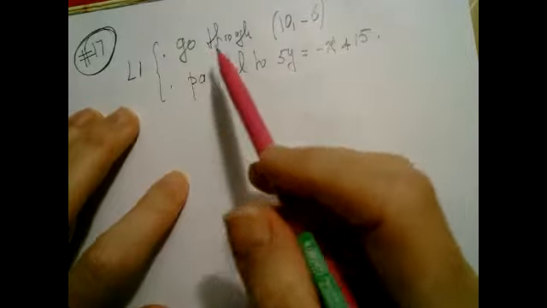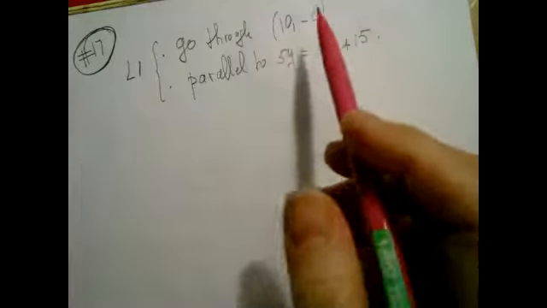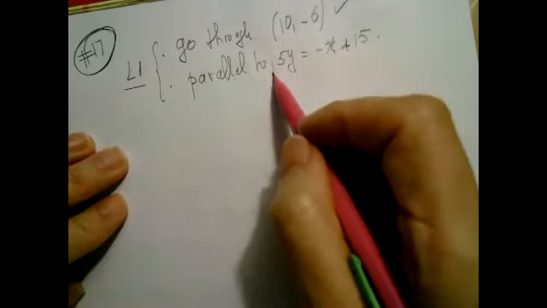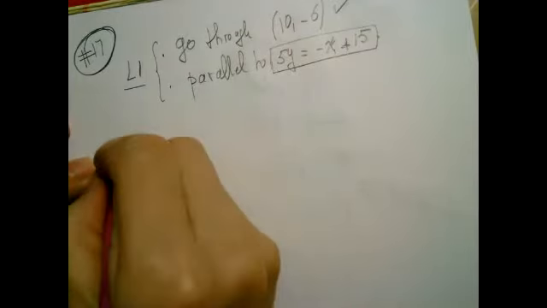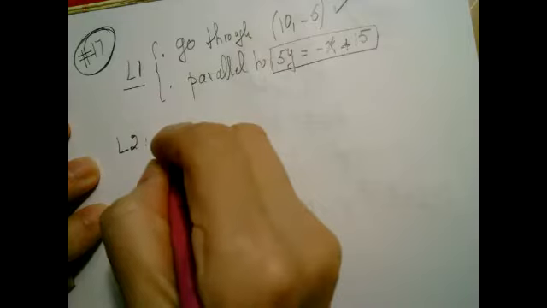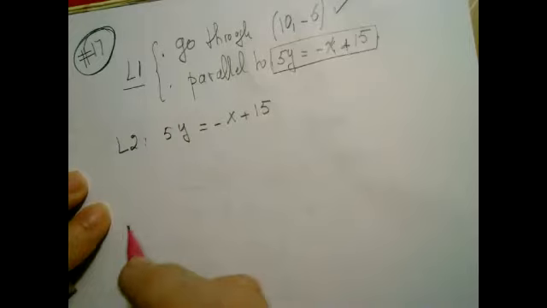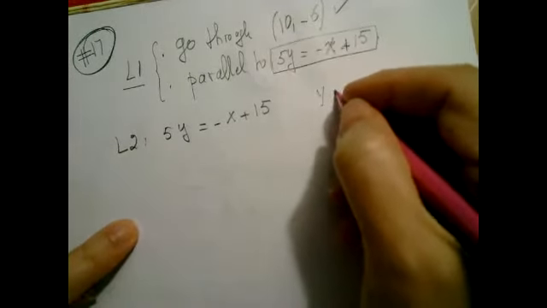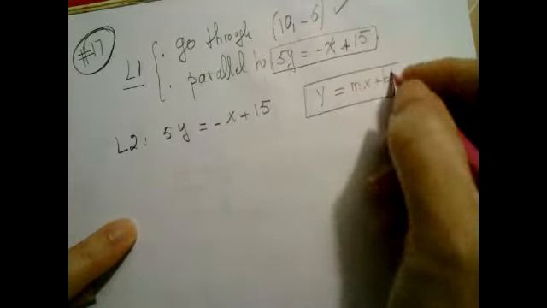Now we have to go back. I need a line that goes through this point and is parallel. To find the equation, I need a point, which they gave me, and I need the slope. So what's the slope of L1? Since it's parallel to this line, it has the same slope as this line. So let me call L2 the line 5y equals minus x plus 15. Now, what's the slope of L2? To find the slope, you have to rewrite it under this form.